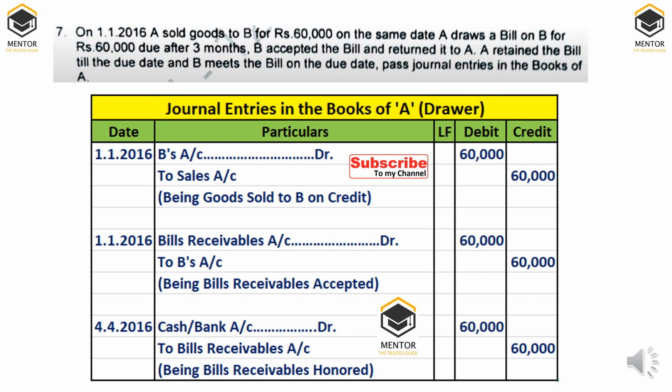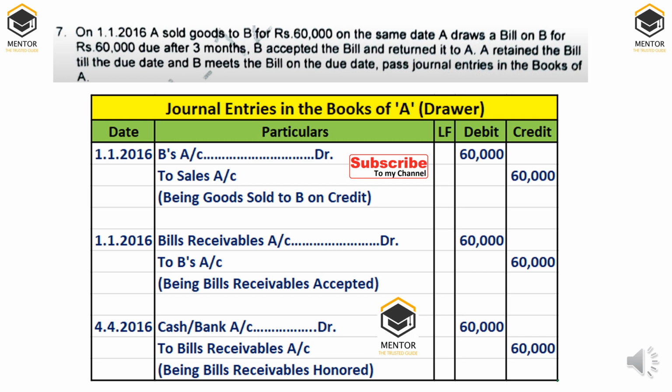Once this is done, on the maturity date, that is 3 months from 1st Jan 2016, it is 1st April 2016. As you are already aware, every bill will have 3 days of grace period. So we will add those 3 days, that is 4th April 2016 we are receiving the money. Since we hold the bill, we in the sense drawer, and we are writing journal entries in the books of drawer, we have received the money: cash or bank account debit to bills receivable account. Bills receivable account is opened by debiting and gets closed by crediting once the amount is received. This is a simple way of writing the journal entries.